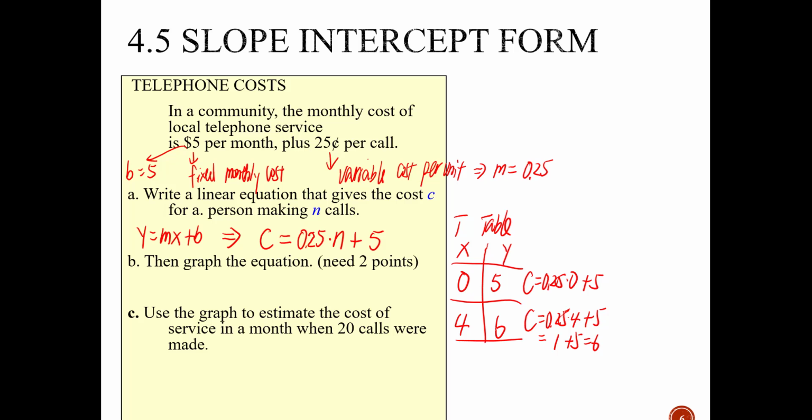And then we just sketch the graph. So you can plot x and y using the t-table: 0, 5. When x equals 0, y equals 5. And we call this the y-intercept.